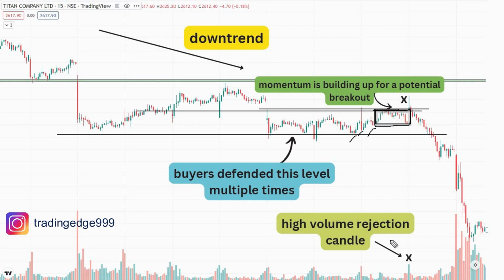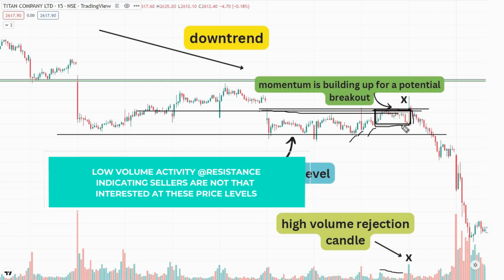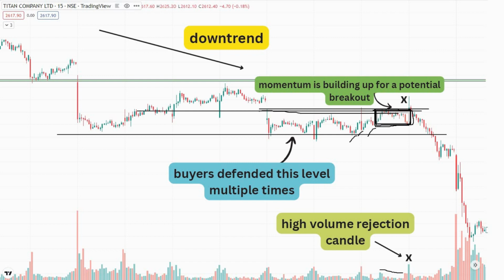And look at the volumes, they are very low, so we can say that there is no selling pressure at the resistance zone at this level. Okay, now the selling pressure has significantly gone down. Now the expectation is that prices after breaking this level would continue the upward momentum.